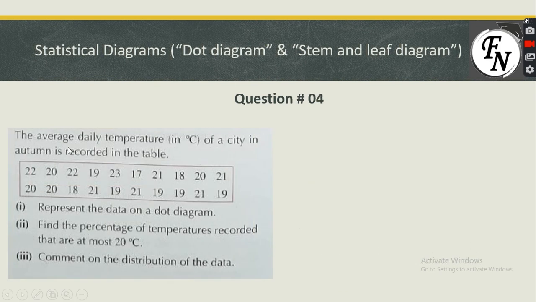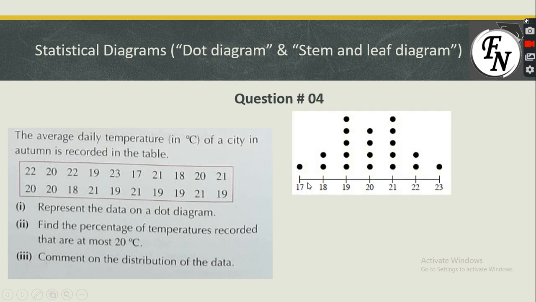So looking at question number 4, this is the table, and we need to represent this on a dot diagram. So we can find the least number and the greatest number, and we can make this diagram from 17 to 23, and all these values are plotted with the help of dots. When I talk about 17, 17 is here. When I talk about 18, there are two 18s, so we have plotted 2 dots, and so on. This is plotted.